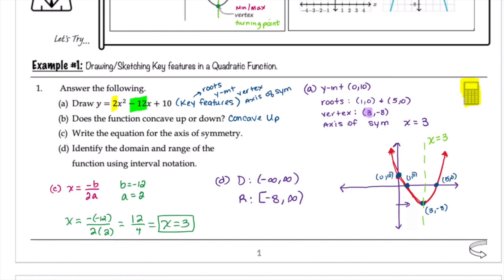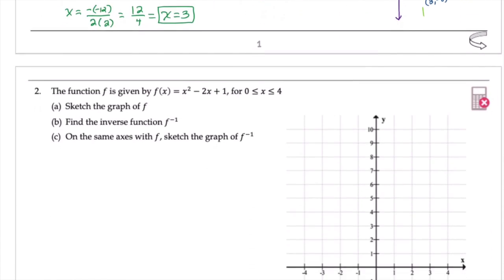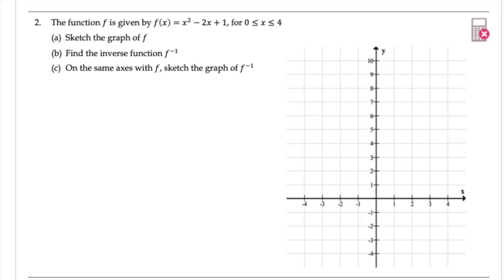All right, let's look at the next example. The function f is given by f of x equals x squared minus 2x plus 1 for 0 is less than or equal to x, which is less than or equal to 4. Part A, sketch the graph of f. Part B, find the inverse of f. And on the same set of axes, we want to sketch the inverse.